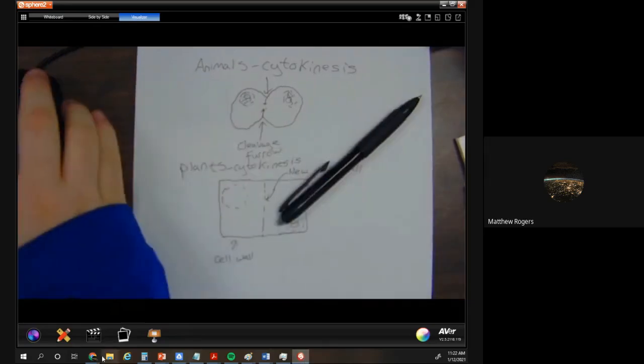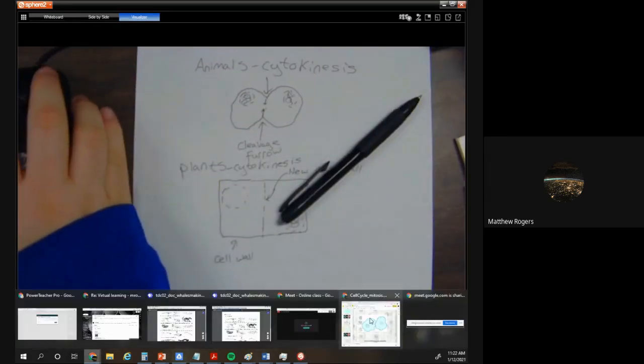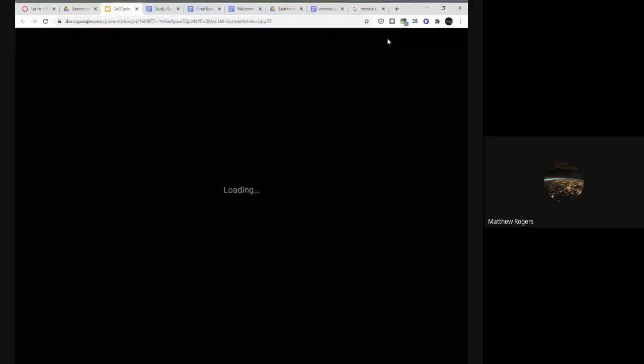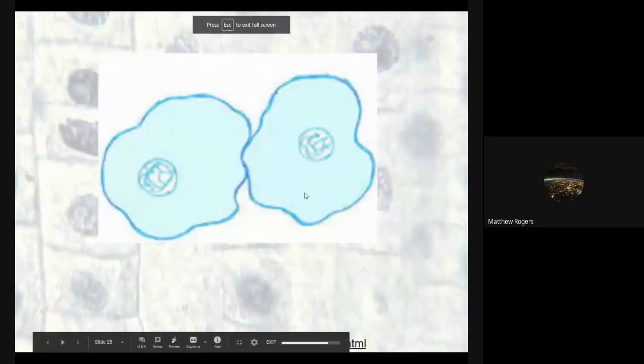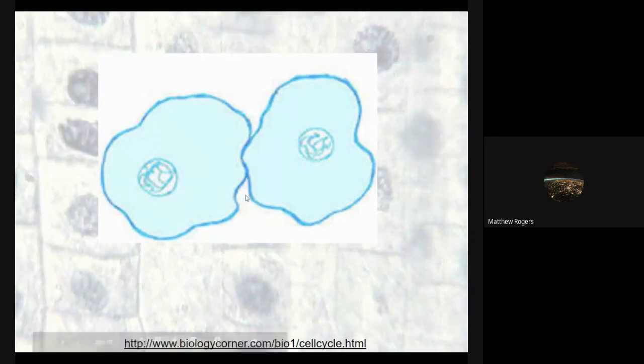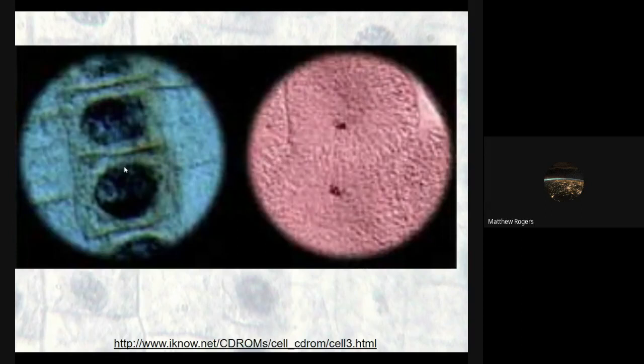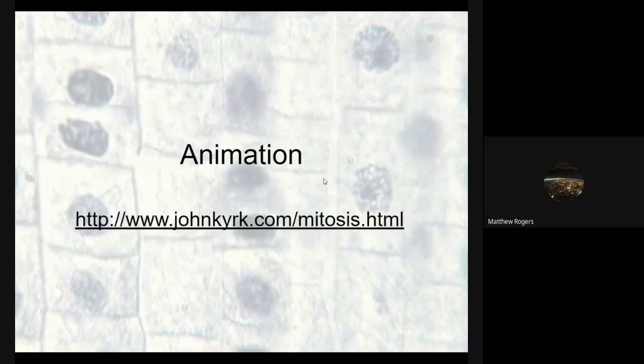We'll take a quick look at what the actual pictures look like. This one is an animal cell. You can see they squeezed in, or are squeezing in, to form two separate cells. And you can see the plant cell one here. It's forming a wall in between. And this one, it's kind of hard to see, but here's the cell membrane. They're kind of squeezing out.